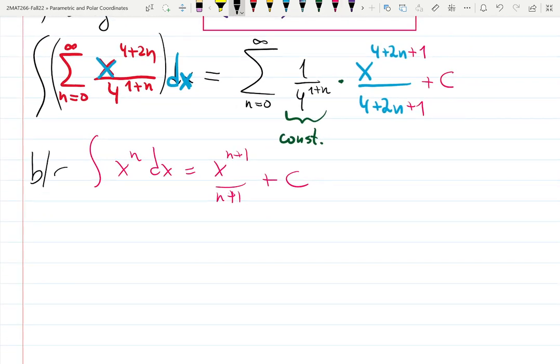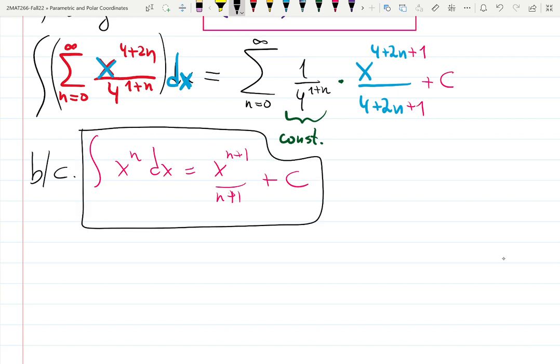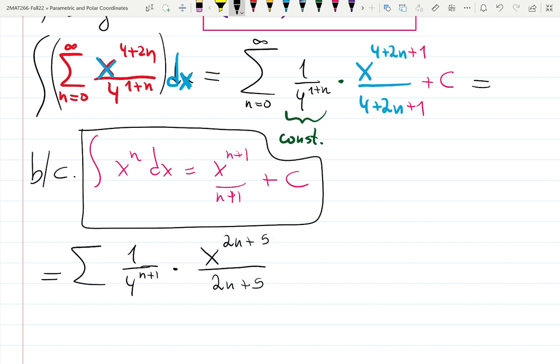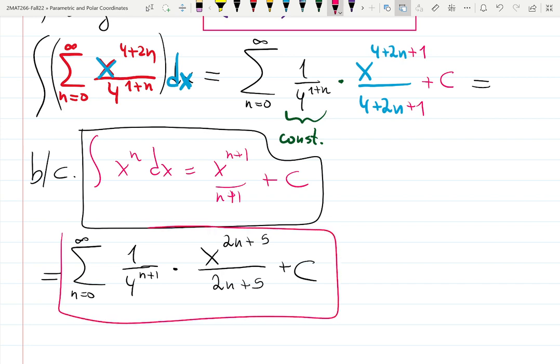Because we used the formula called power rule. Finally, the answer follows. The answer says 1 over 4. Let's write nicely. n plus 1 times x to the 2n plus 5 over 2n plus 5, n is from 0 to infinity, plus c. This is the answer.